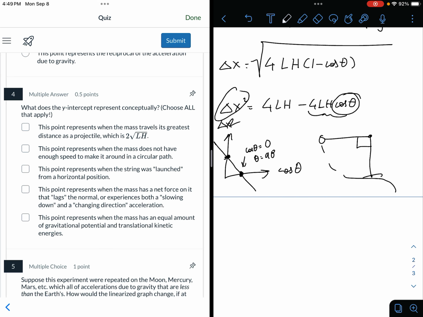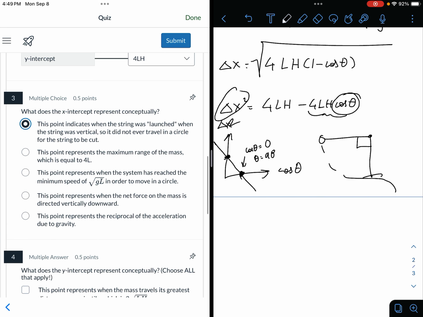What does the y-intercept represent conceptually? And I'll come back to that question. But this, I would say, oh, that's when the change in x is equal to 0. I'm so silly. The x-intercept is when the change in x is equal to 0, because that's when it crosses. So this would be 0.3. This is like when the string was not even raised, right? This would be cosine 0, right? That would equal 1, so I get 4LH minus 4LH, which equals 0.